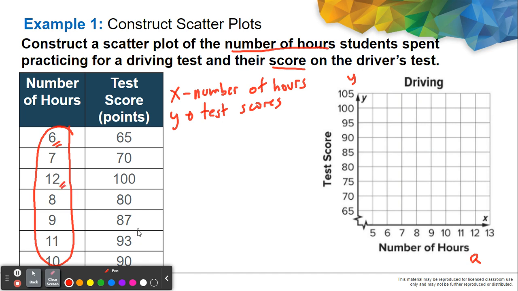So we have a range of 6 to 12. So I have used 5 to 13 for our number of hours, okay, and the interval is 1. Well, for our test scores, as you can see, the smallest is 65 and the biggest is 100. So we have used the range of 65 to 100. And then we use the interval of 5 for our test score because we cannot use the interval of 1 like 65, 66, 67, and so on because it will be a very long y-axis.